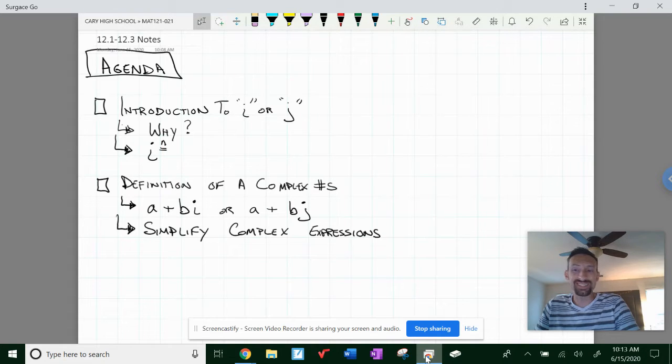I do want to point out that this material is not on test number 2. So if you've not taken test number 2, just know that this material is not on that test. This will be on the next test, test number 3.